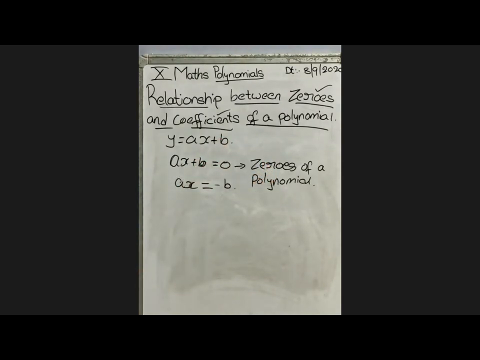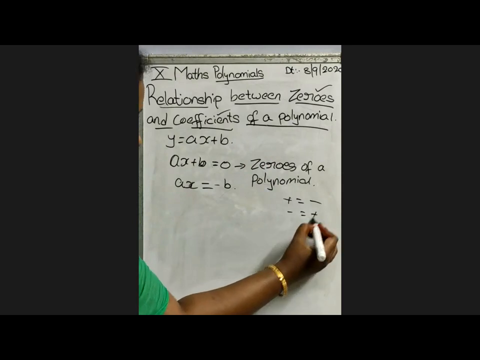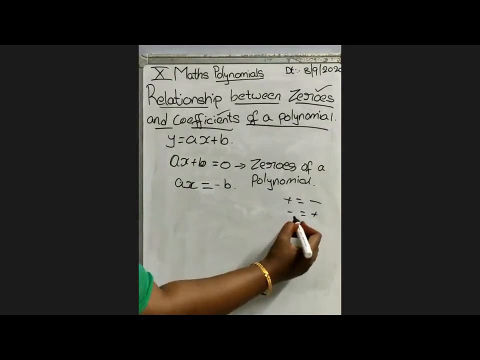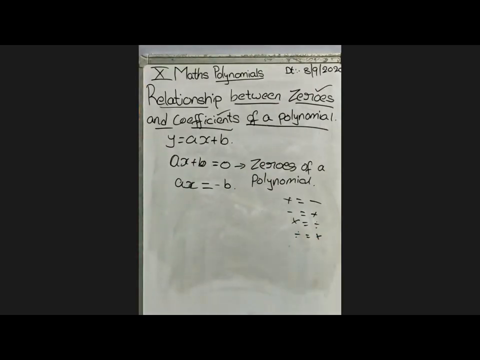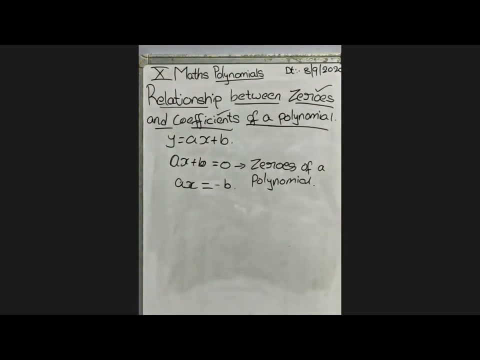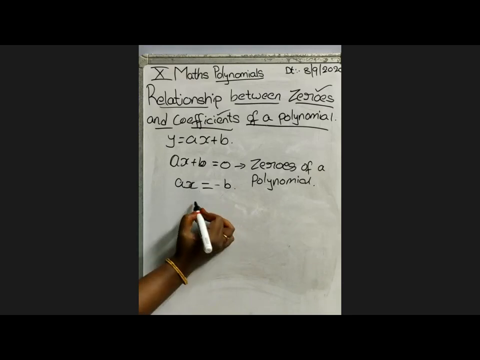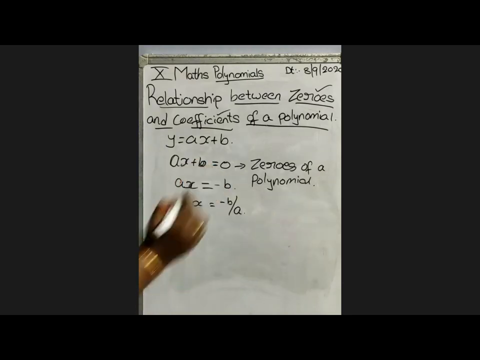Already in previous classes, not in your lower classes, we discussed this. Here plus becomes minus, minus becomes plus, and you get division. Already in previous classes, 7th, 8th, 9th, we got all this. So x equal to minus b. And here ax means a into x. So x equal to minus b by a.